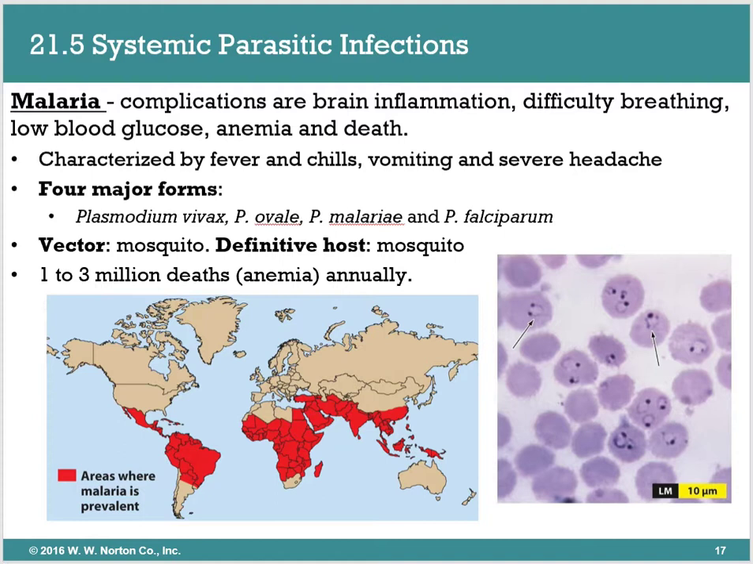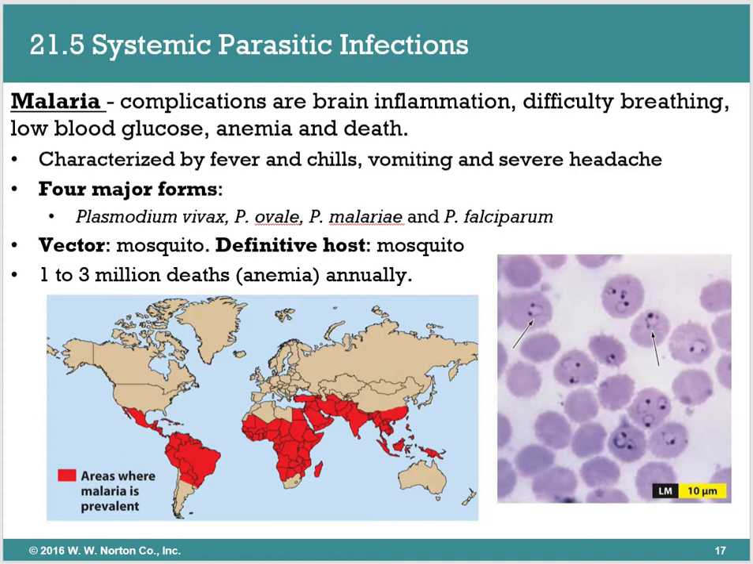There are 4 major forms. It can be either Plasmodium vivax, P. ovale, P. malariae, or P. falciparum. I believe that's how you say it. It is transmitted through mosquito bites. A mosquito will get infected, the malaria will reproduce in there to a certain extent, and then the mosquito will go bite somebody and inject the malaria.